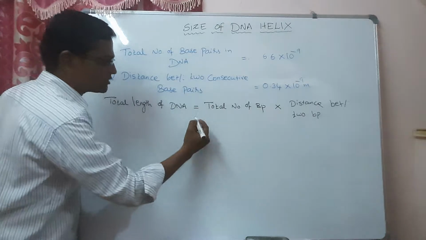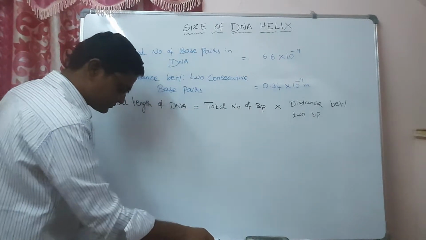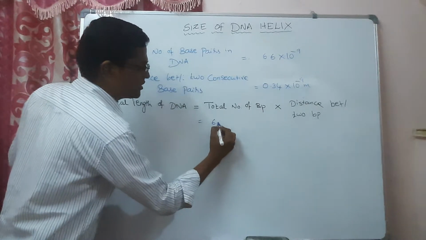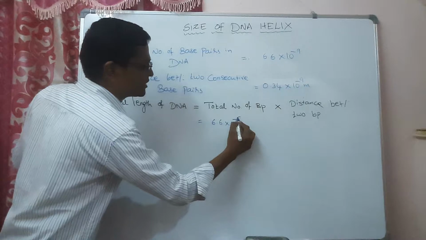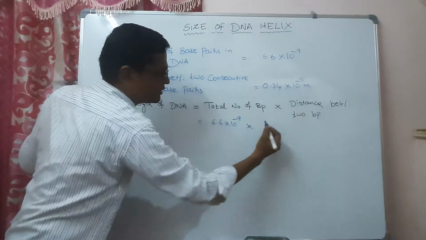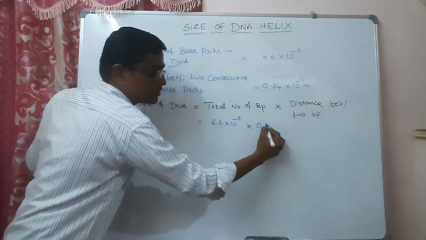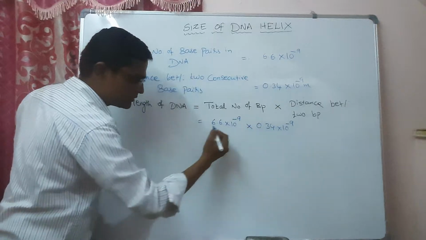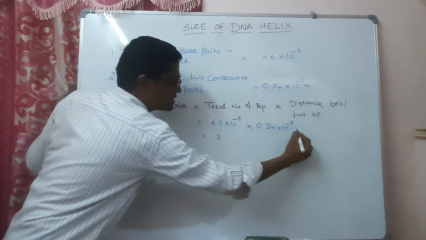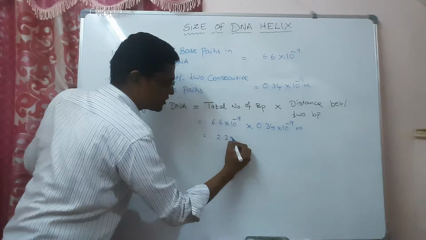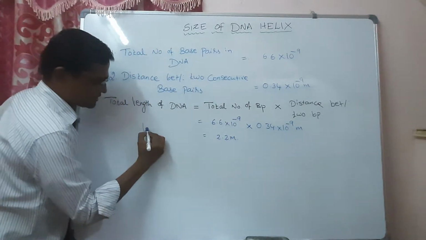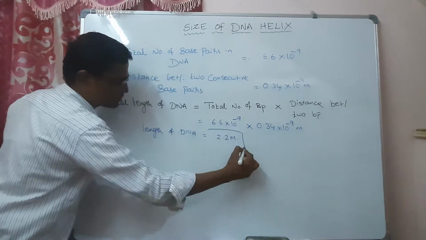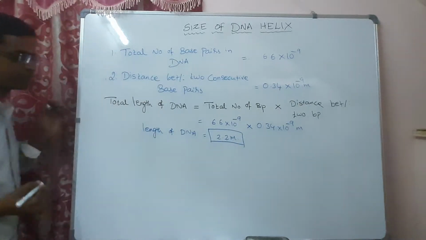Now you know the total number of base pairs is 6.6 into 10 to the power of 9, into the distance between two consecutive base pairs, which is 0.34 into 10 to the power of minus 9. Now when you multiply this, the answer comes as 2.2 meter. So the length of DNA is equal to 2.2 meter.